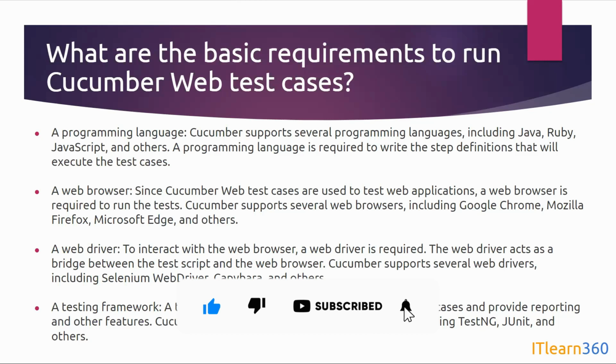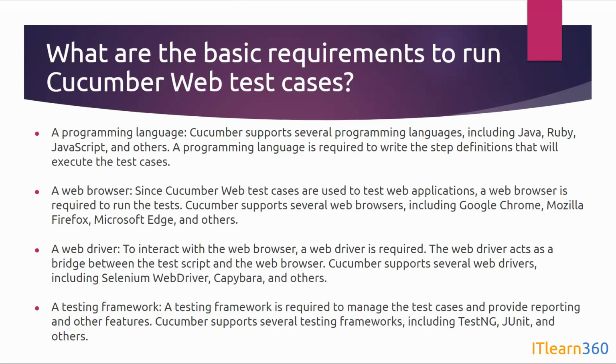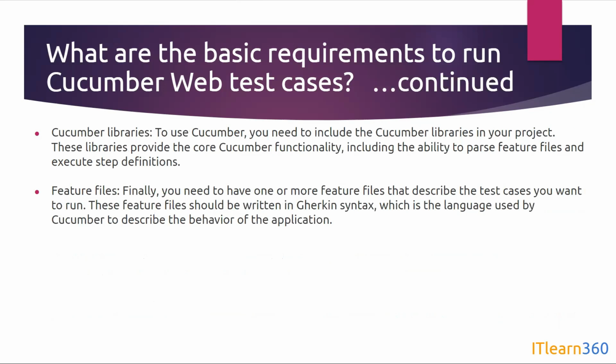Now, what do you need to write tests in Cucumber? You need a programming language, and these are the programming languages Cucumber supports: Java, Ruby, JavaScript, and others. You need a web browser like Google Chrome or any other browser, a web driver, and a testing framework like TestNG or JUnit. If you have these four things, you can easily write Cucumber web test cases. You also need the Cucumber libraries and the feature files. The feature file is the one that helps you write the test cases.